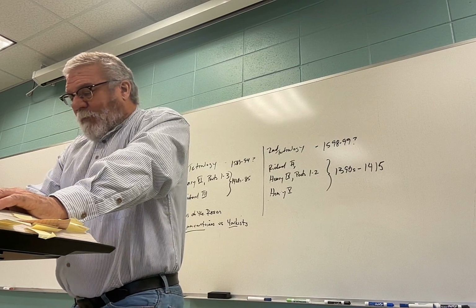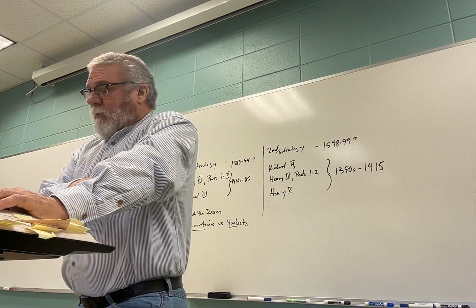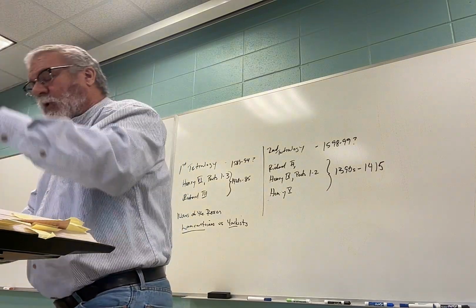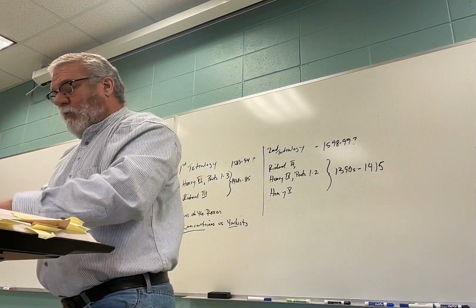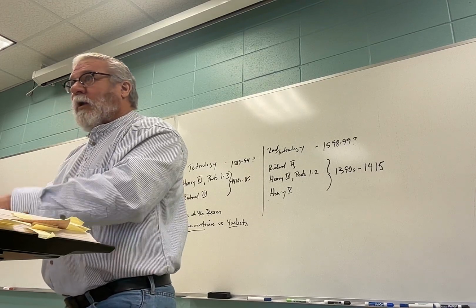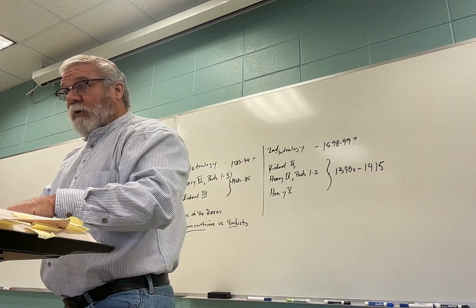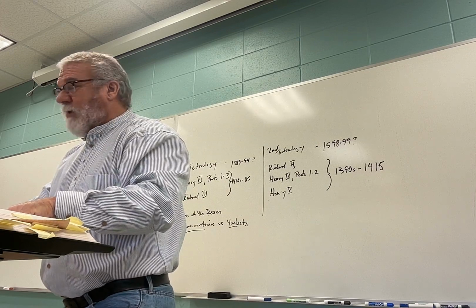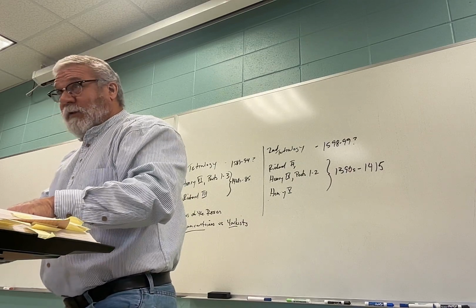So, skip on down. Edward, Black Prince, marries Joan of Kent. They produce Richard II, okay? So after Edward III dies, the one who becomes king after him is Richard. Notice, Richard's born in 1367. Edward III dies in 1377.